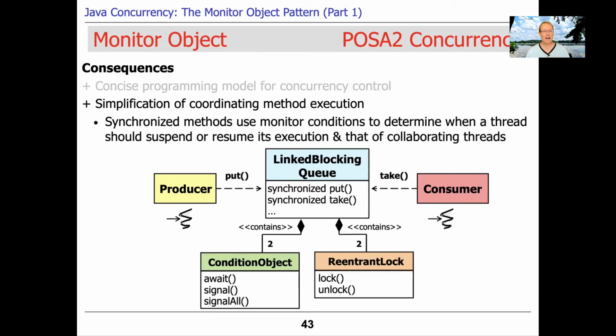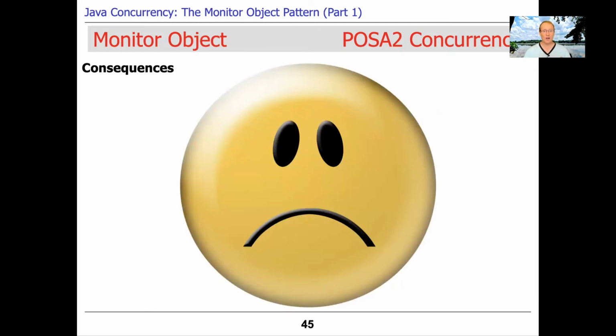Another nice thing about this particular pattern is it helps to simplify the coordination of method execution. So the suspended methods use the monitor conditions we talked about to determine when a thread should be suspended, when a thread should be resumed, and the order in which things take place. And I think you'll remember we talked about conditions and coordination in general as making sure that threads run at the right time, in the right order, under the right circumstances or conditions. So that's another nice property of this pattern. It helps to make it easy to control and coordinate that in the context of the monitor object implementation. So in this case, we have a condition object to do this, and you already know what that does.